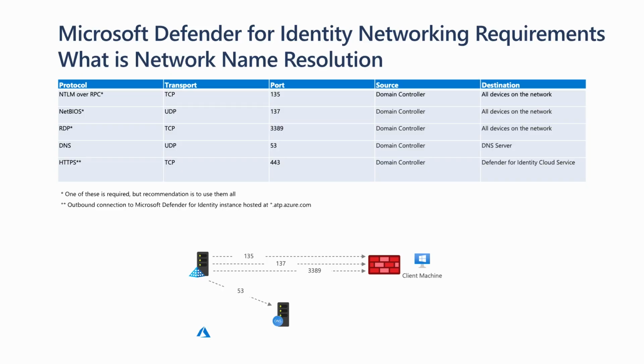Just one last build on this slide, to show we do have an outbound connection to the Defender for Identity service as well. That's not related to NNR. But when we do the name resolution and profile the activities, that information is sent to the backend service, and that's done over TLS, which is the outbound connection on 443. So these are the core networking requirements that we have to ensure that the service is functioning correctly.